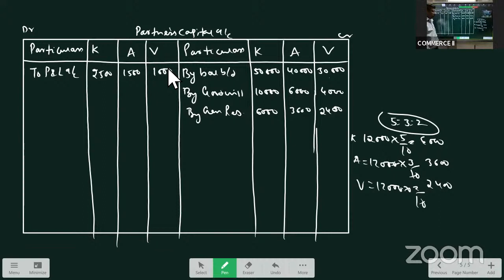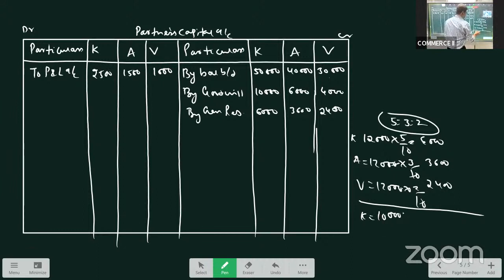Okay, let us check once. The P&L debit balance is 5,000. 5,000 into 5 by 10, 5,000 into 3 by 10, 5,000 into 2 by 10. Yeah, it is 2,500, 1,500 and 1,000.